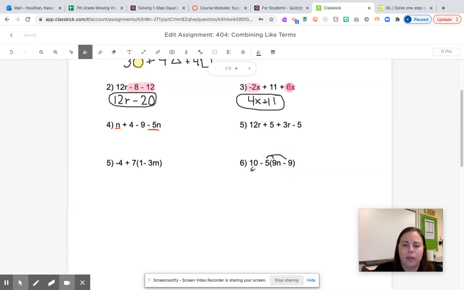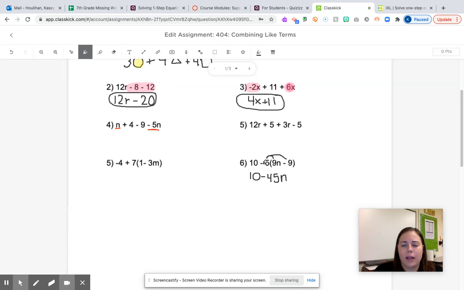Okay. And I'm going to bring down my 10. Haven't done anything with that. And negative 5 times 9n is going to be a negative 45n. And type it in if you don't know. Okay, so negative 5 times 9n is negative 45n.